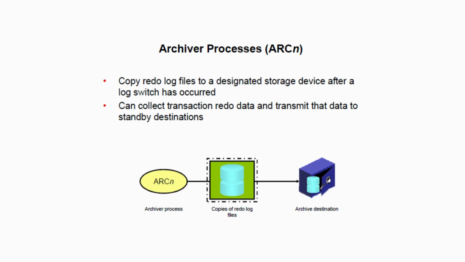The archiver processes, ARCN, copy redo log files to a designated storage device after a log switch has occurred. ARCN processes are present only when the database is in ARCHIVELOG mode and automatic archiving is enabled. If you anticipate a heavy workload for archiving, such as during bulk loading of data, you can increase the maximum number of archiver processes. There can also be multiple archive log destinations. It is recommended that there be at least one archiver process for each destination. The default is to have 4 archiver processes.